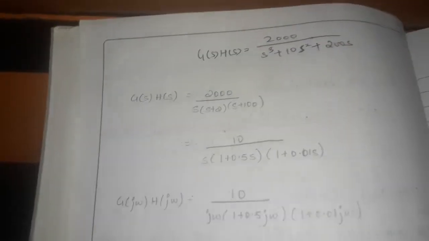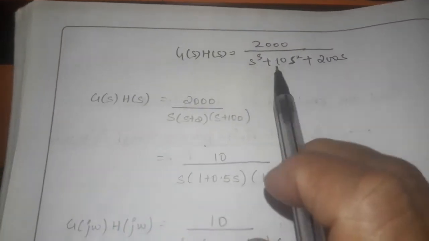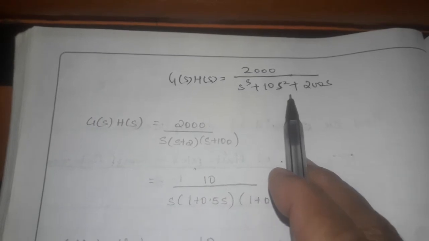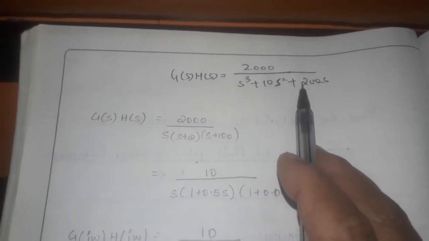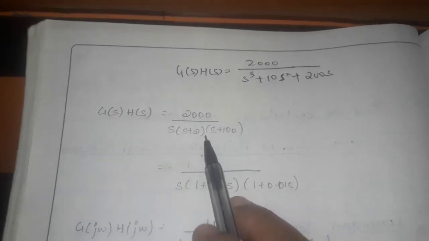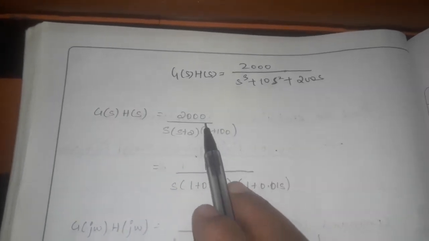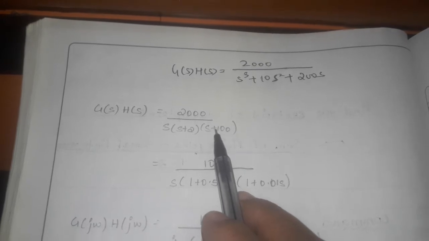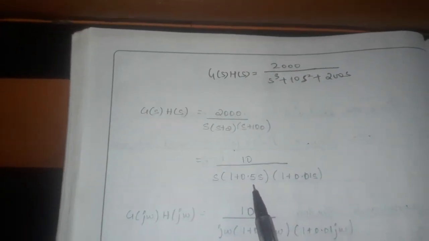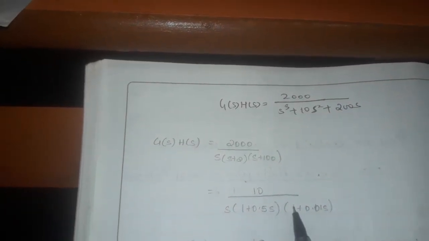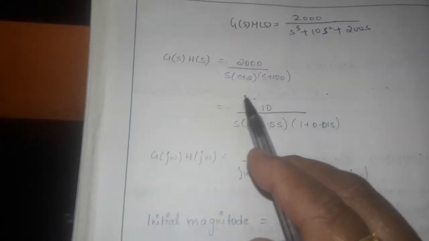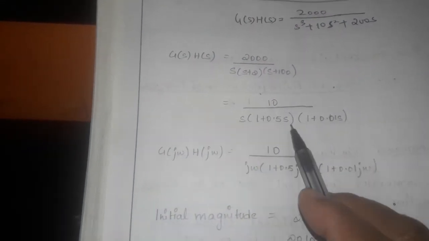So the transfer function given is 2000 divided by s cube plus 10s square plus 200s. You all very well know that this is not in the standard form. It has to be brought to the standard form. When you bring this down to the standard form, it will be 2000 divided by s into (s plus 2) into (s plus 100). Standard form here means it should be in the form 1 plus 0.5s into 1 plus 0.01s. Now this is the given transfer function in the standard form.